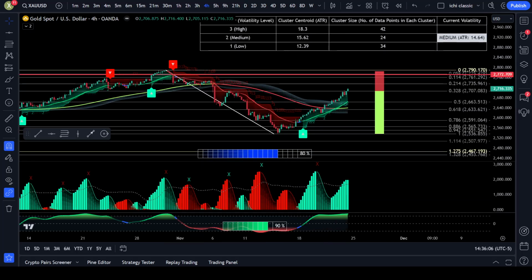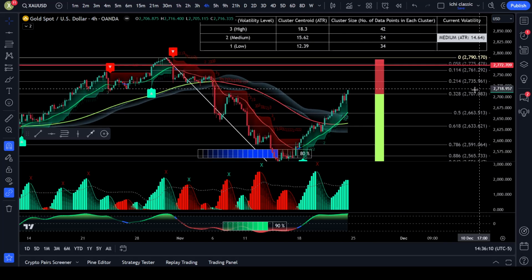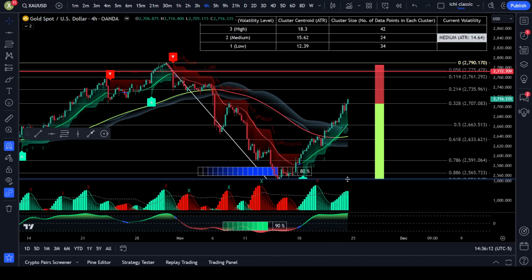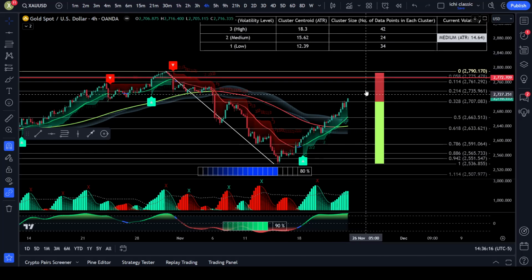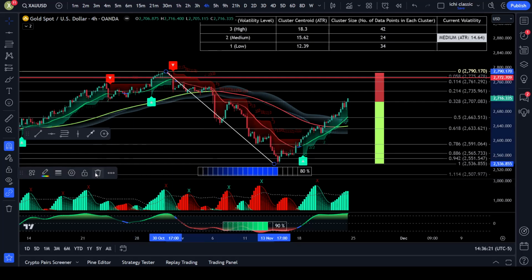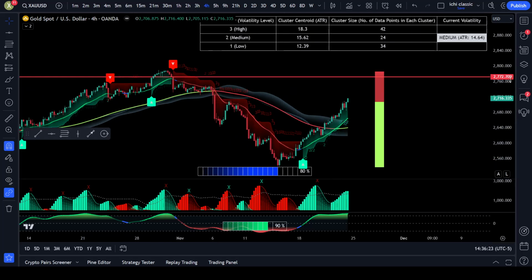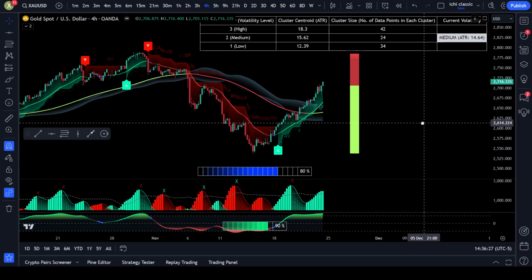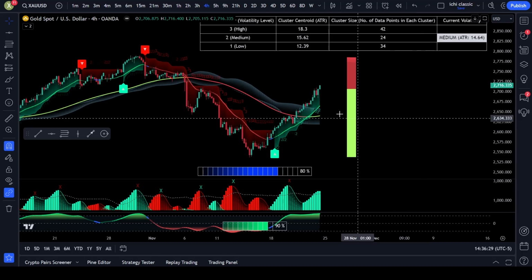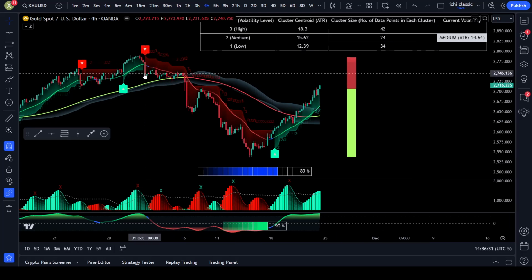So let's look at the 4-hour chart. The 4-hour chart is much better for gold, even though 15-minute is the best. So let's remove the fib and all the drawings. We do have a sell signal here.